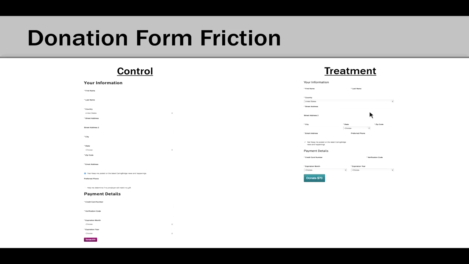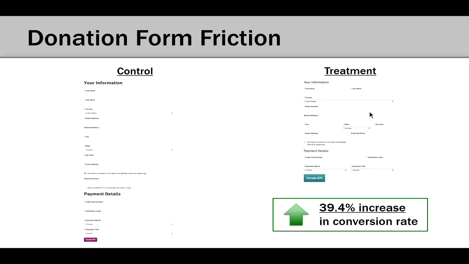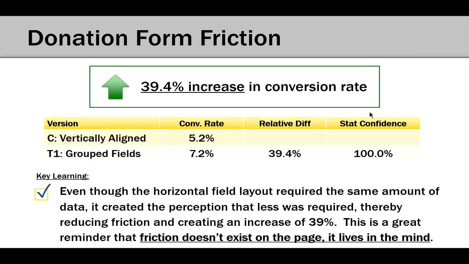So we set up an A/B split test. Version A got the control, the long giving form with vertically aligned fields. The treatment got this more condensed form, with the same number of fields in both the control and the treatment. In the experiment, the treatment produced a 39.4% increase in conversion rate. And this highlights a very, very critical principle that we need to grasp. Friction doesn't exist on the page. Friction lives in the mind, right?